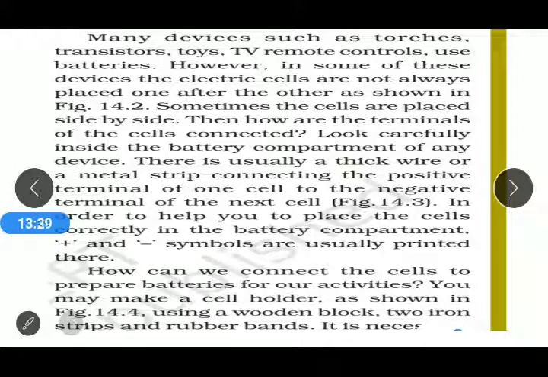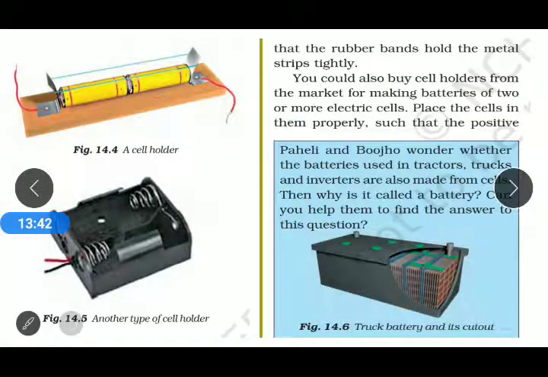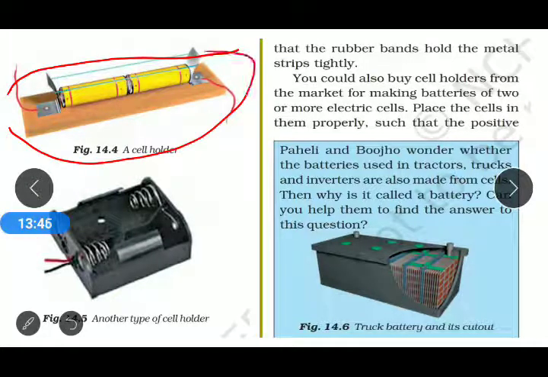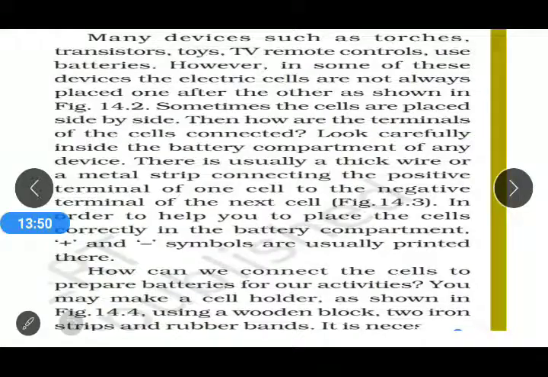So how can we connect the cells to prepare a battery for our activities? We can make a cell holder. How can we make a cell holder? For that purpose, this is the picture showing how we can make a cell holder. We require a wooden board. There you can see what we require.